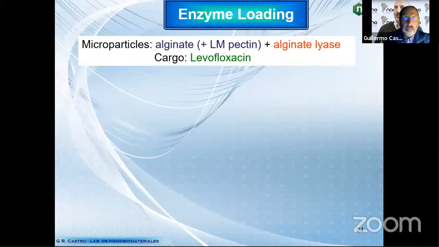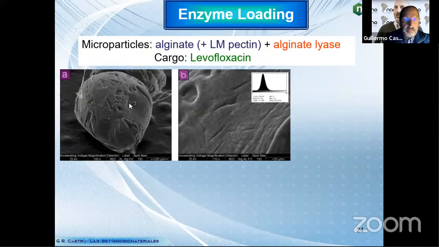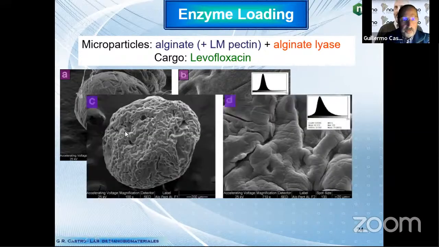So those are the structures of alginate. As you can see, the surface is very homogeneous, and the distribution analysis is very symmetric. When we make a mixture with pectin, we create a microparticle with a brain-like structure. You can see the folding here, from different kinds of interaction between alginate and pectin.